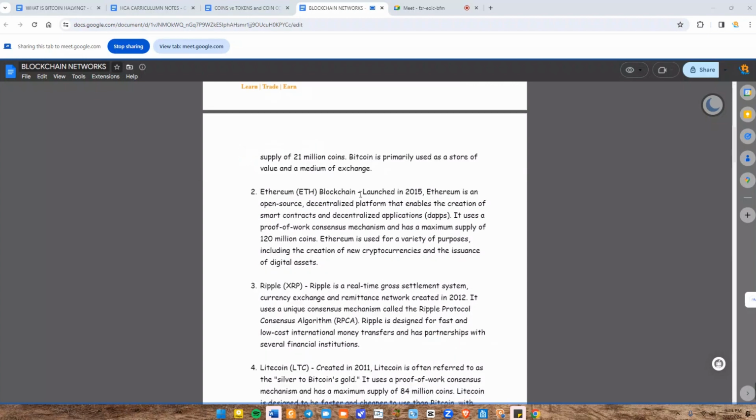Then we have Ripple. Ripple is a real-time gross settlement system, currency exchange, and remittance network created in 2012. It uses a unique consensus mechanism called the Ripple Protocol Consensus Algorithm. Now, Ripple is designed for fast and low-cost international money transfers and has partnerships with several financial institutions. Now, Ripple was actually one of the projects that I would say had seen the future of cryptocurrency so early, even earlier than anyone else, after Bitcoin.